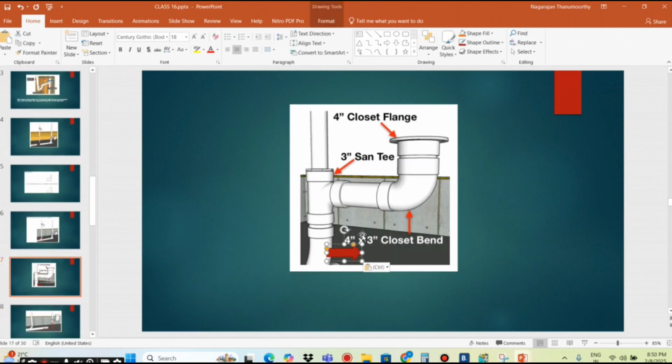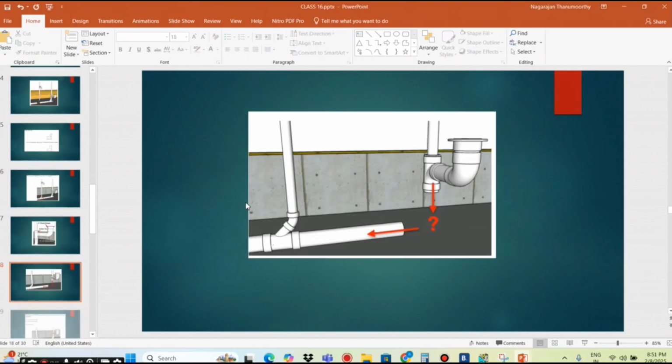Then this is what I told you. First, this is the water closet. This is not a wash basin. This is not a lavatory. This is a water closet. First, we have the 4 inch flange, and from the 4 inch flange, it is acceptable to use, as per the IPC International Plumbing Code, a 4 by 3 inch closet bend. We can use this bend. Then this line will go straight away. Then we have the sanitary T of 3 inch. It is acceptable, but we normally use 4 inch for all the fittings.